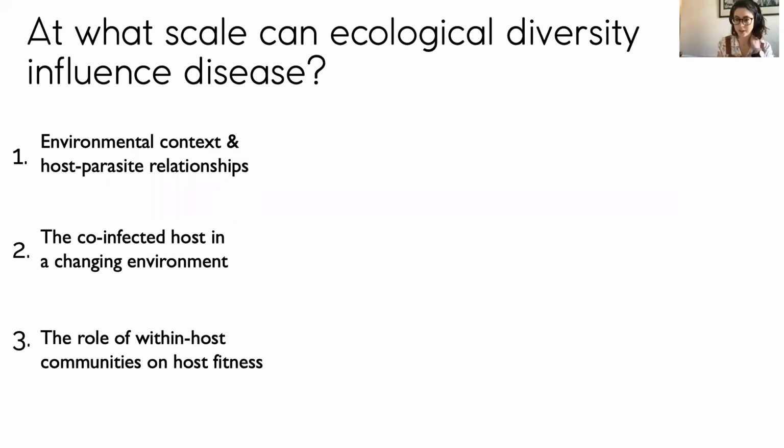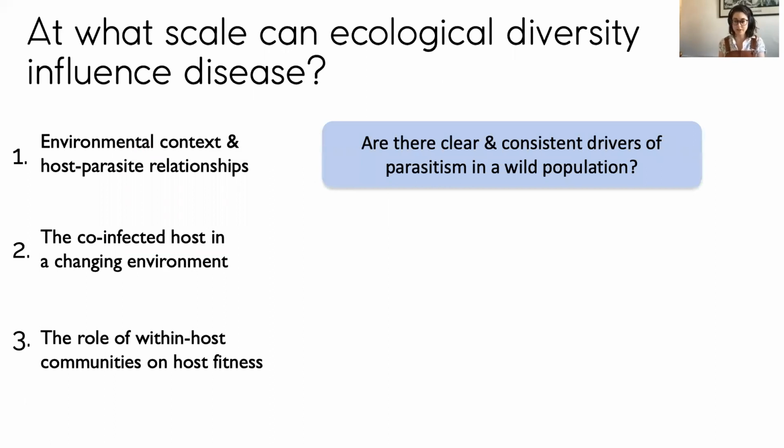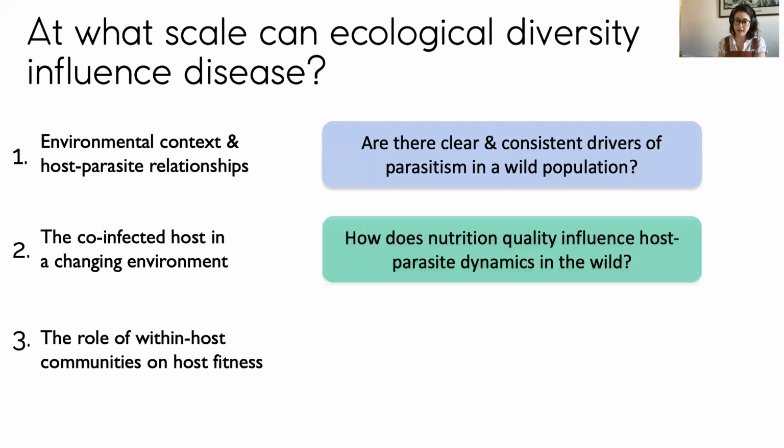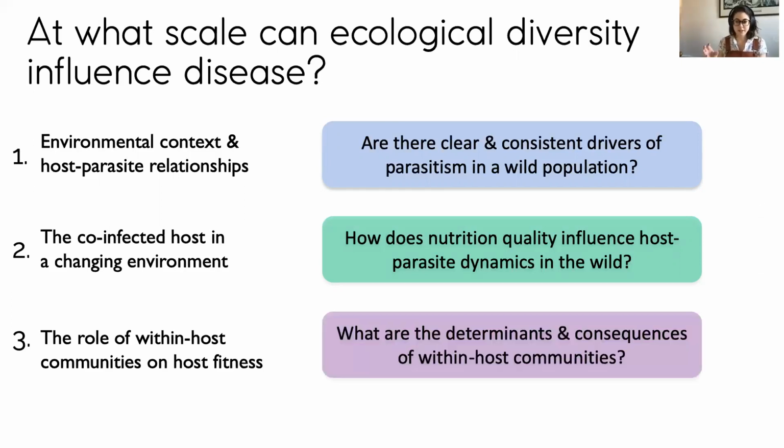The first one is looking at the environmental context of an individual and how that influences host-parasite relationships. So are there clear drivers of parasitism in a wild population, or is it really just entirely context dependent? I'll talk a little bit about an experimental approach to manipulating the environment of an individual and then monitoring the downstream effects on parasites. And finally, I'll center in on this complex ecosystem that occurs within a host and how that might feed back up to other scales influencing disease.